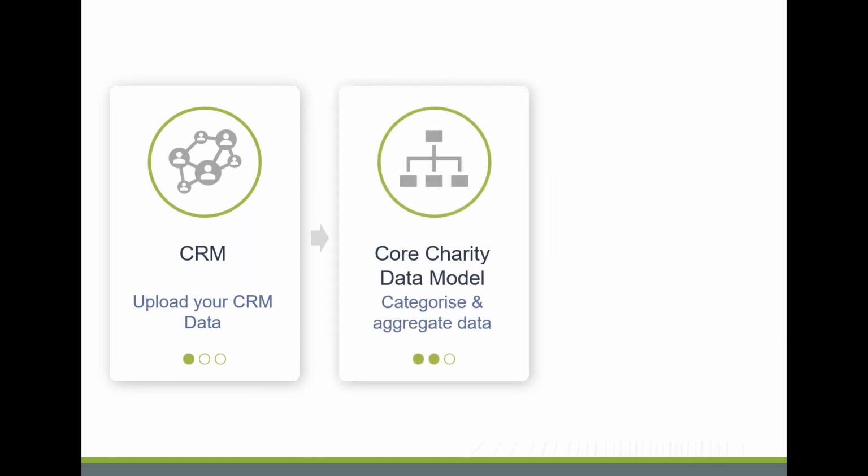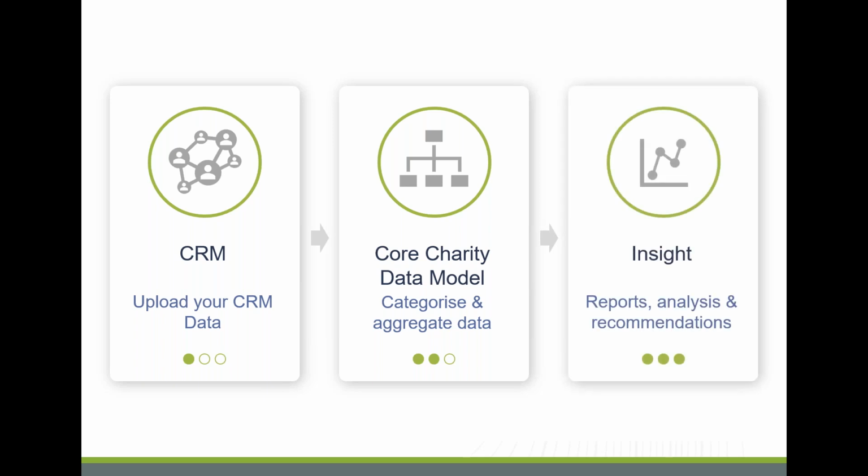At a very high level, we extract data from your CRM systems. We run this data through a series of bespoke transformations to categorize and aggregate into our core charity data model. You might have seen it referenced as our CCDM. And then we extract valuable insights from this transformed data and render them to you via an online portal, which is what we call Insight Hub, enabling you to share these insights across your whole organization at any time with anyone.